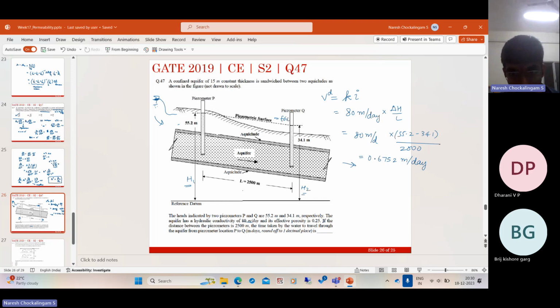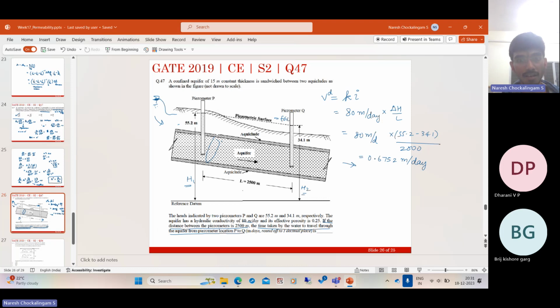Now this is the tricky part of the question. If the distance between the piezometers is 2500 meters, the time taken by water to travel through the aquifer from the piezometer location P to Q in days is what? So now you see the time taken by water to travel will depend on its actual velocity, not the discharge velocity. Discharge velocity is Q by A. If the net flow rate through a section is Q and you divide it by A, that is the discharge velocity.